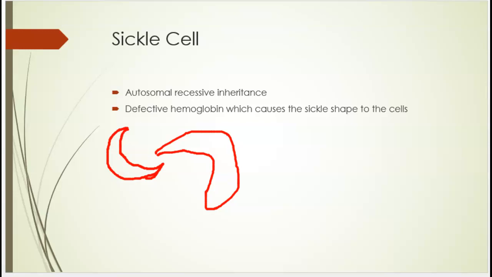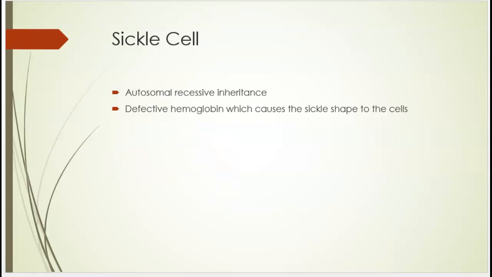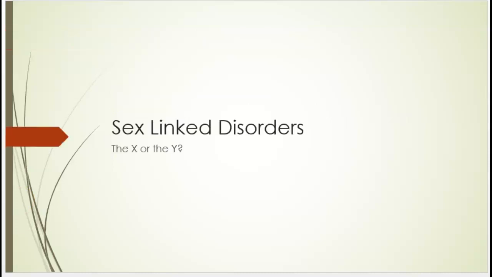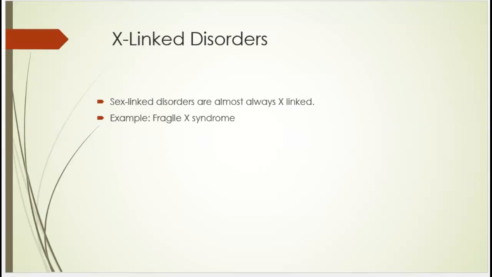Okay, so another example, and I believe I talk about sickle cell a little bit more in the future, so I just want to go over it briefly here. So remember to make note of which is dominant, which is recessive, and know those disorders and some of their presentations. Sex-linked disorders. Is it the Y, or is it the X, or Y in general? Okay, they are generally almost always X-linked.